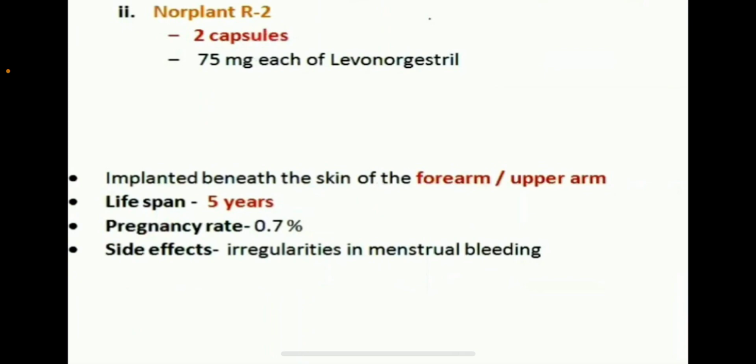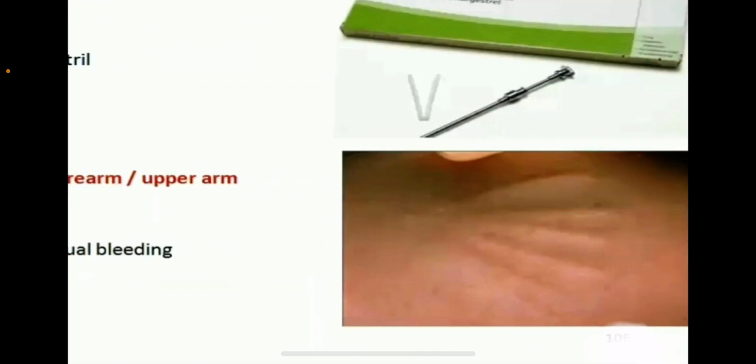The main disadvantage is that it causes irregularities of menstrual bleeding, and surgical procedures are necessary to insert and remove the implants. So a small surgical procedure is required to insert them and to remove them in time, but it provides a contraceptive effect for a period of 5 years.